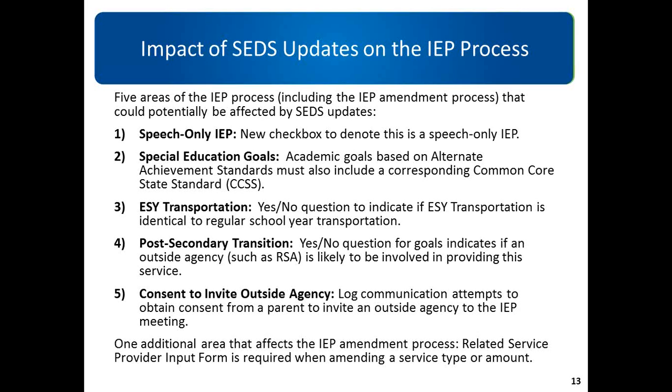The fourth impact that you may or may not see, again depending on whether or not you're amending an IEP, is the yes or no question that will pop up for the goals to indicate whether or not an outside agency is likely to be involved in providing a service. We do not have the exact language for this function, but I'm going to give Annette a chance to chime in here because she's been part of the process. We do know that a yes or no question box will pop up to allow you to determine whether or not an outside agency will likely be involved in providing a service.